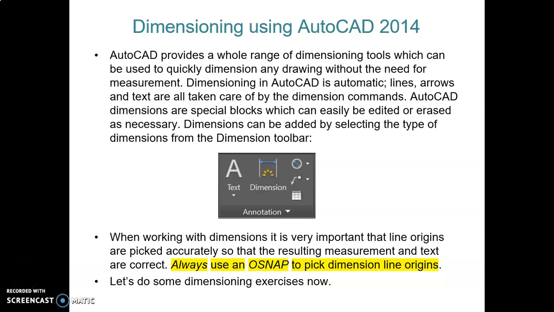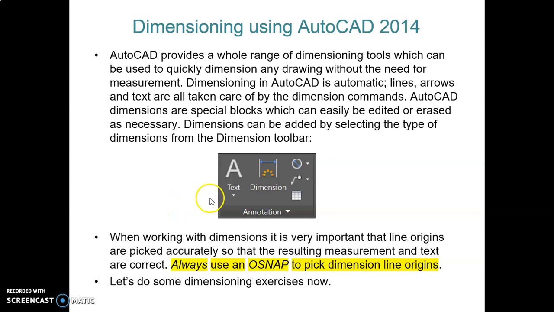AutoCAD dimensions are special blocks which can be easily edited or erased as necessary. So a dimension can be added by selecting the type of dimension from the dimension toolbar. We have three types just now. The first one is by using the dimension toolbar.